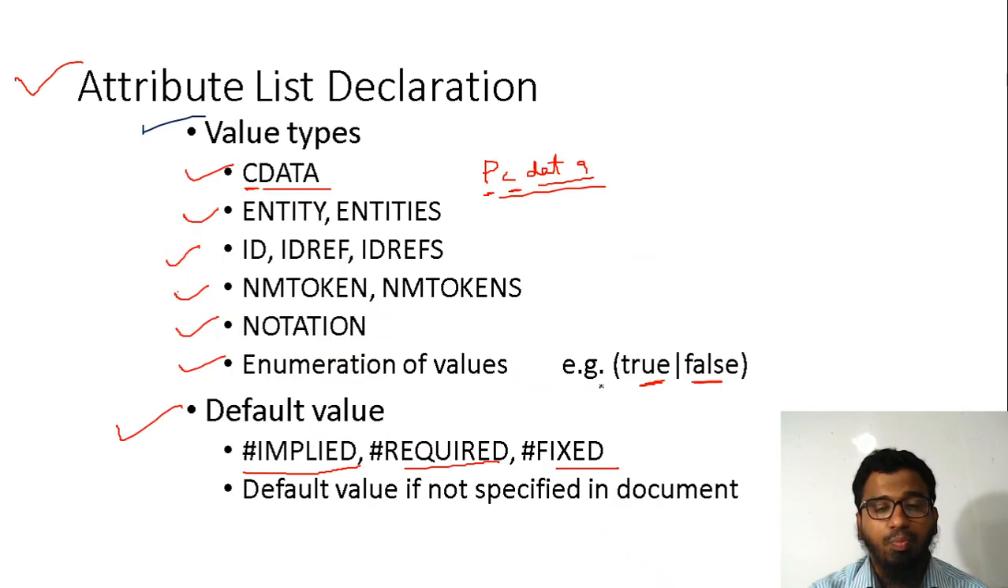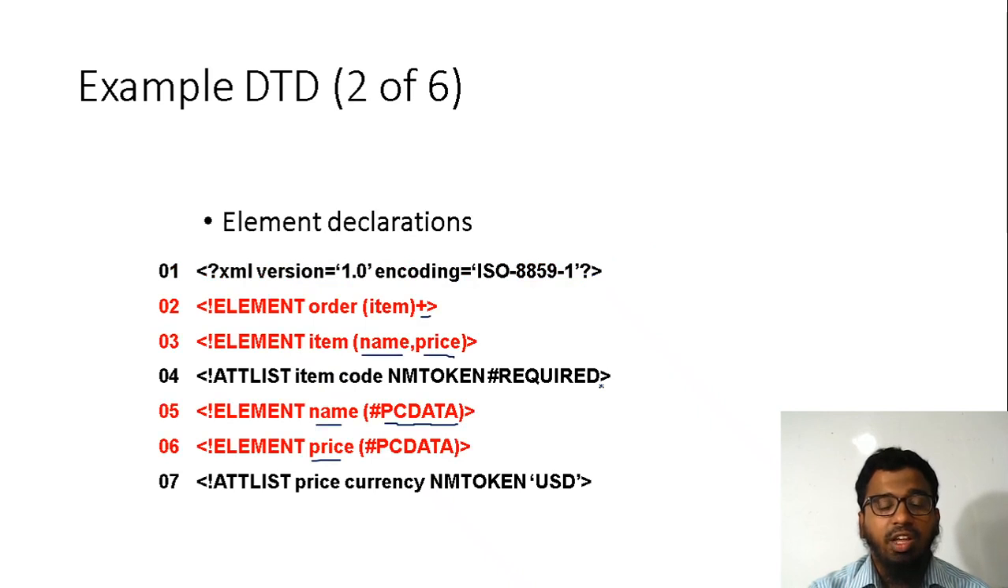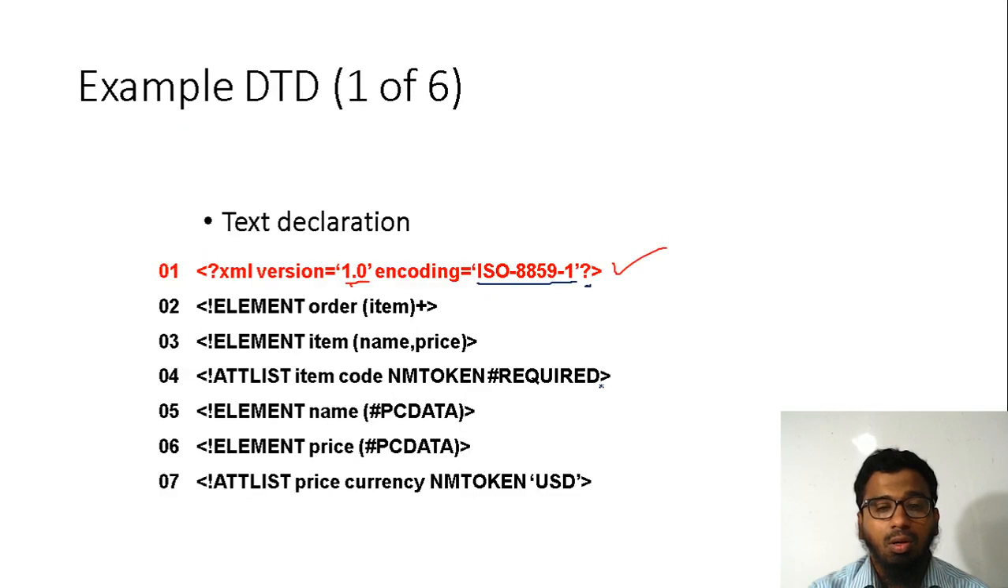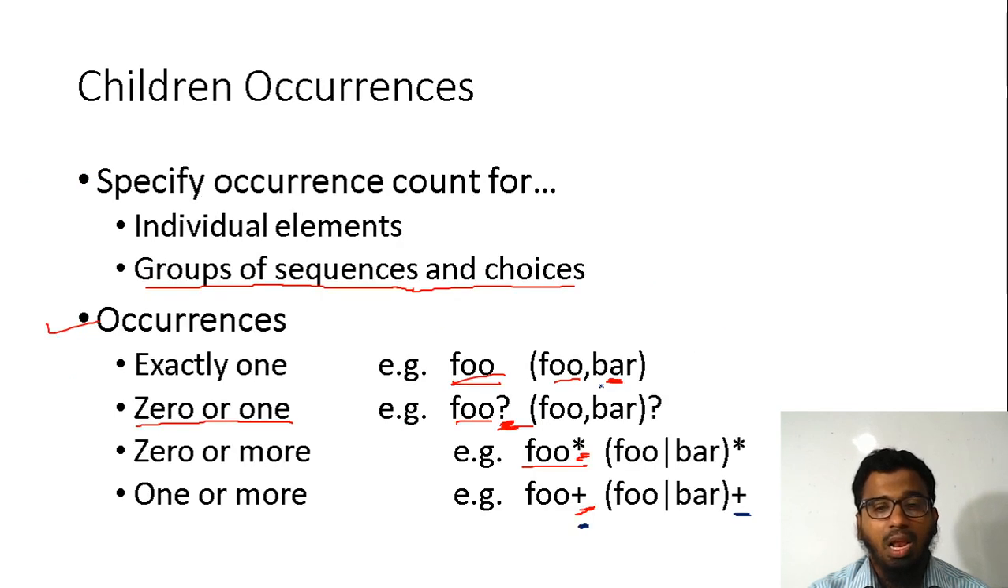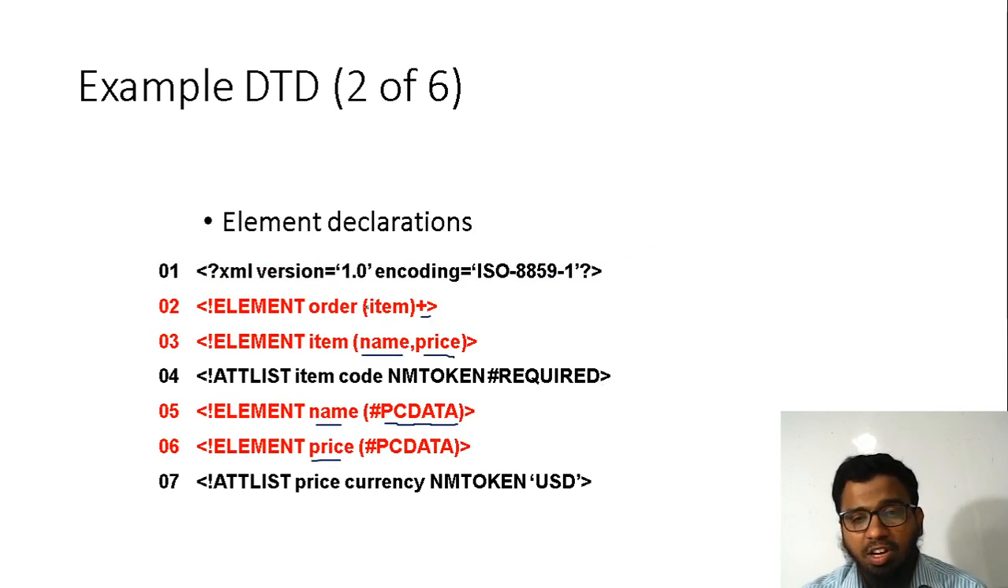I will go back. Okay, and here the first one is a text declaration, the second one is element declaration. So in the element declaration, whatever the elements you have, foo, bar, here I am representing with order, item, plus. Plus means one or more items. So for item, I have two items, name and price, and that is doing the parsed character data.